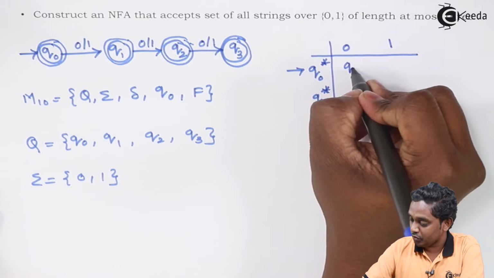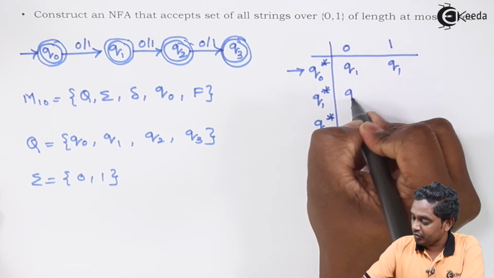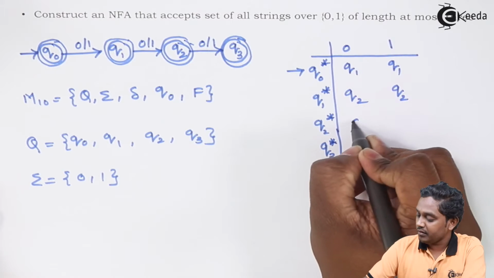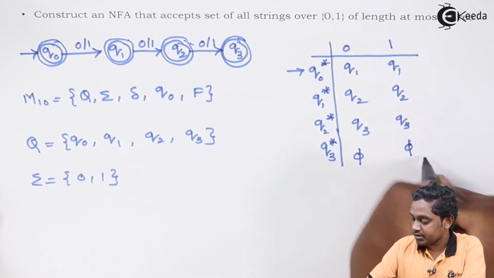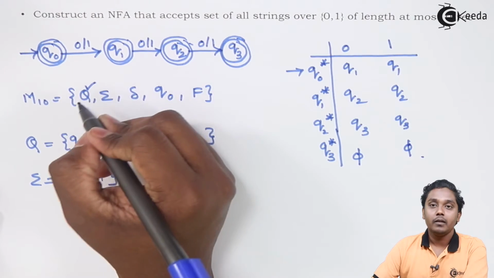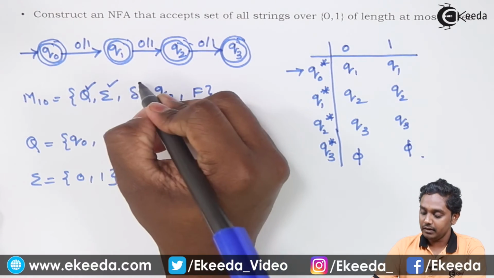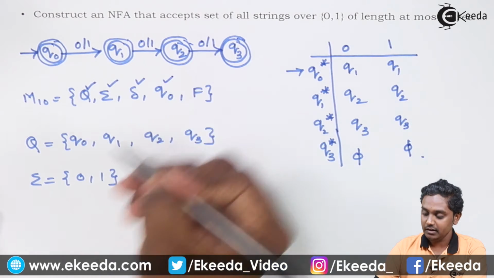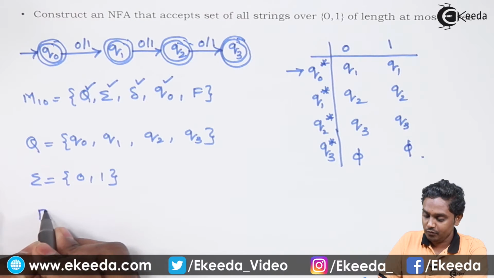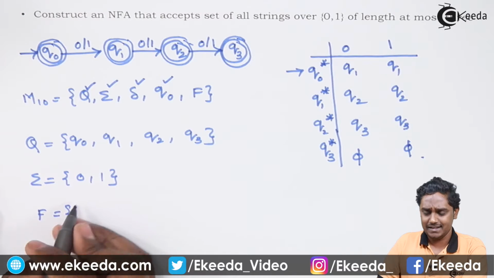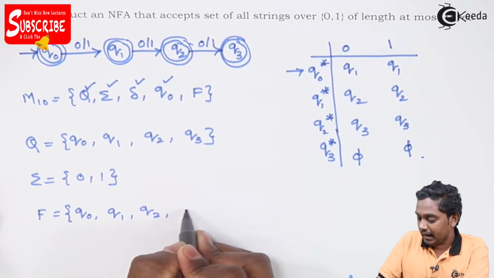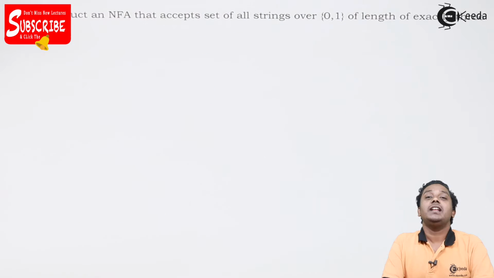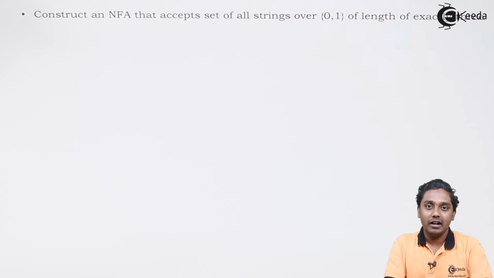Q0 has a transition to Q1. Q1 has a transition to Q2. Q2 has a transition to Q3. And Q3 has no transition, so it is going to be a dead configuration. We have seen Q, sigma, delta, Q0 as the initial state, and the final state set F, containing all these states: Q0, Q1, Q2, and Q3.